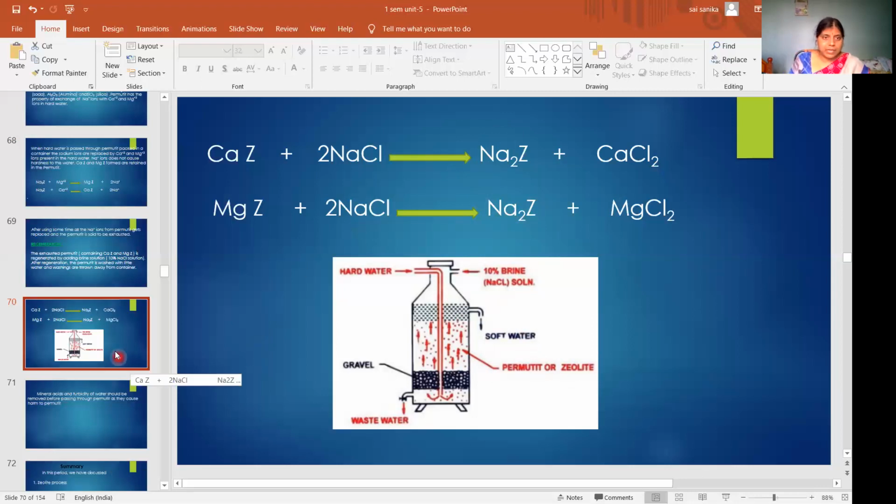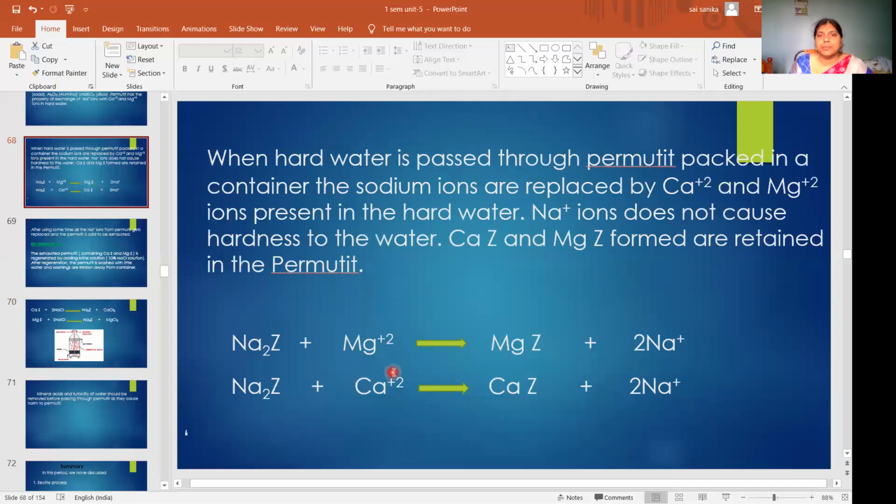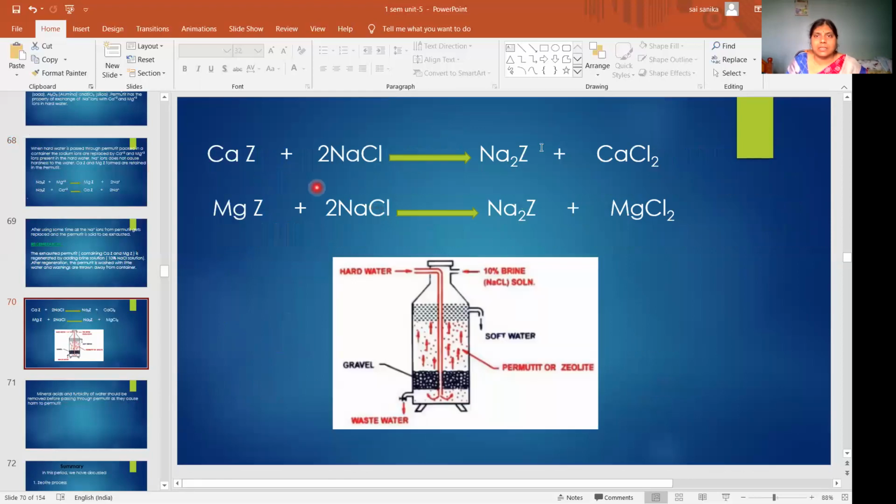Okay, so these chemical equations are very important. If you observe these equations, Na2Z + Mg → MgZ + 2Na+, Na2Z + Ca → CaZ + 2Na+. Then what is happening in regeneration? The reverse. MgZ, CaZ plus NaCl, so again the reverse reaction is taking place. Whatever reactions take place during the process, the reverse reactions occur for regeneration. So CaZ plus NaCl gives Na2Z, and the byproducts CaCl2 and MgCl2 are formed.